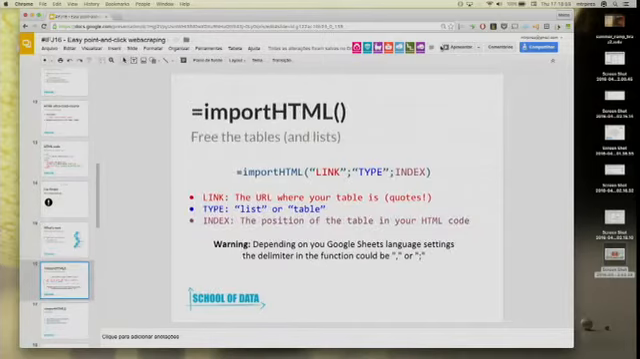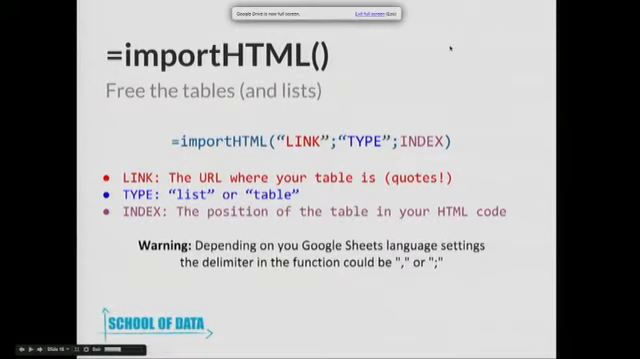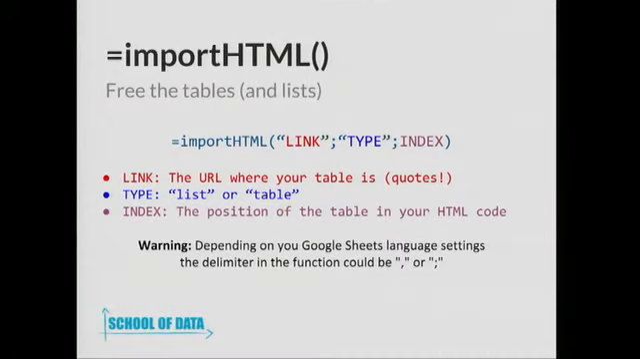And I'm going to show you the first scraping technique of the day, which is called import HTML. Import HTML is a very quick and easy to use formula for Google Sheets that lets you import tables and lists automatically to your spreadsheet, just typing 3 parameters. You just type this in a cell, and it has 3 parameters.